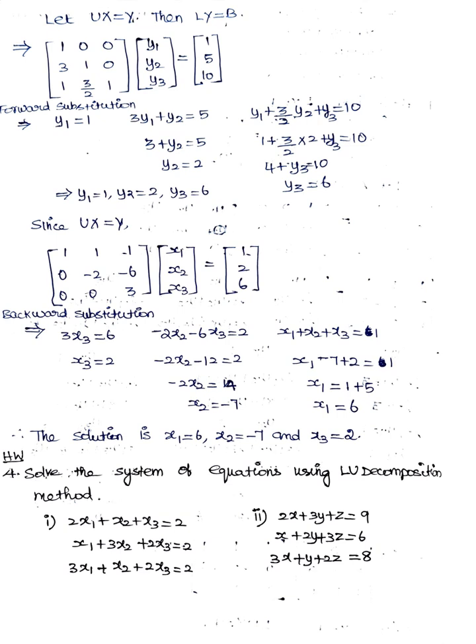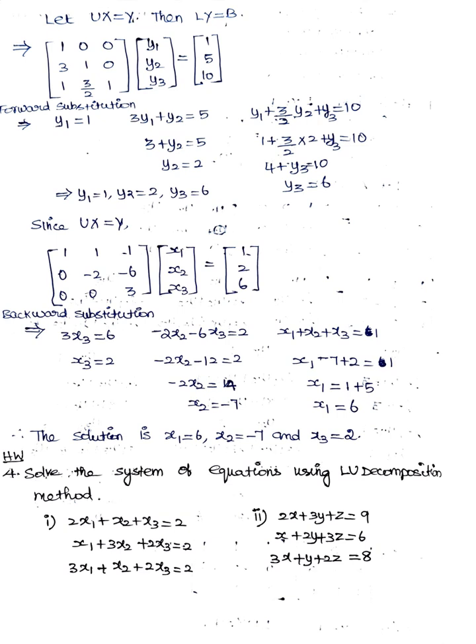Already we know that the UX value is Y, then LY is equal to capital B. Here the L value is 1, 0, 0; 3, 1, 0; 1, 3/2, 1, and Y is known as y1, y2, y3, and capital B is known as 1, 5 and 10. From this equation, we'll get three equations. From these three equations, we have to find the values of y1, y2 and y3.